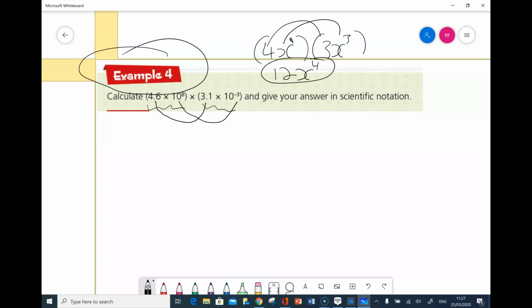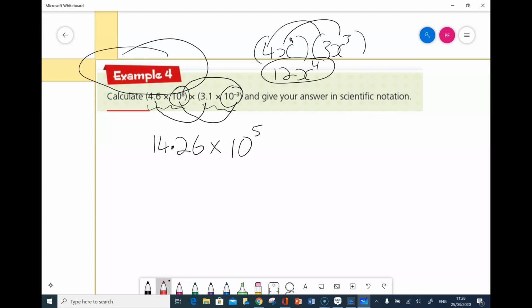So into our calculators, we put in, my calculator is out of batteries, 2 seconds. So I do 4.6 multiplied by 3.1. That will give me 14.26. And then I'll do 10 to the power of 8 multiplied by 10 to the power of minus 3. So what do I do with my powers? I add them. So 8 minus 3 is going to give me 5. So it's 14.26 by 10 to the power of 5.